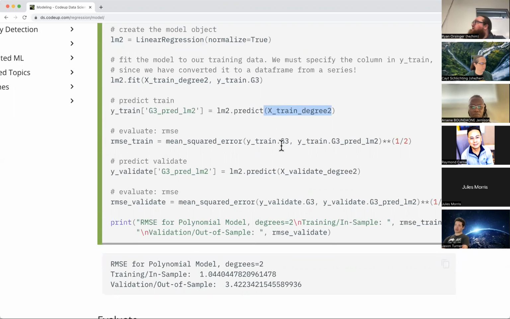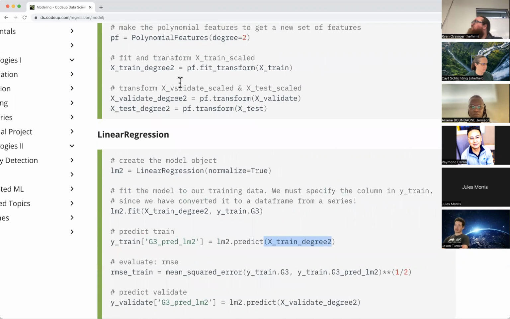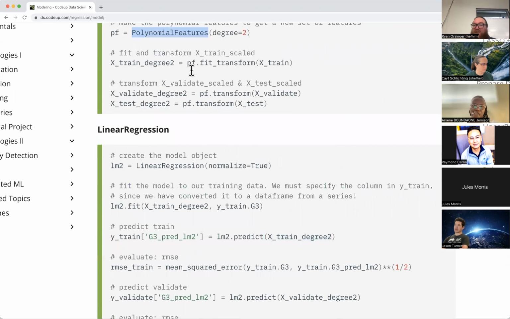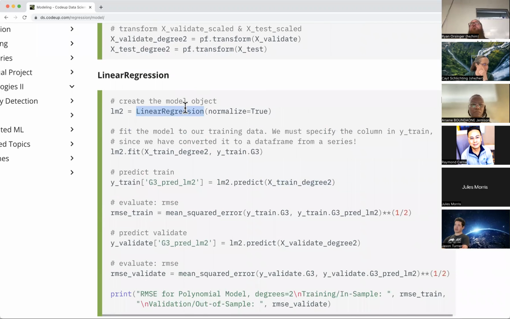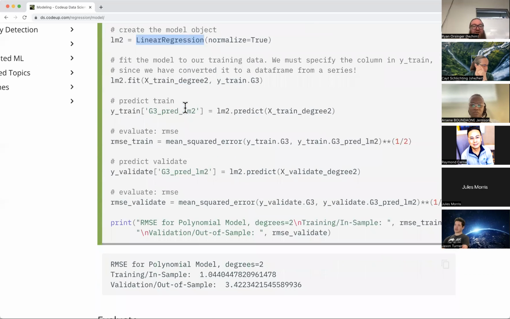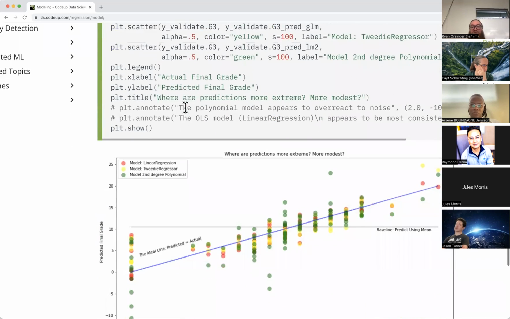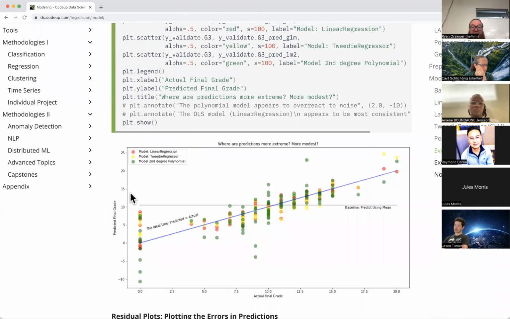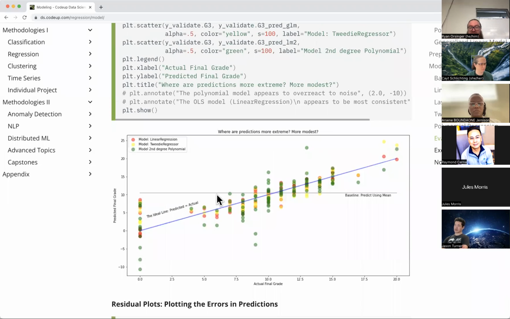Let me take it from the top, the last paragraph or two. The polynomial features is not a model. Really, what we're doing is transforming our data so that we can use the linear model on those transformed features. And then we'll plot everything out. If you wanted to plot out your actual versus predicted, to see where our predictions are more extreme, we totally could.